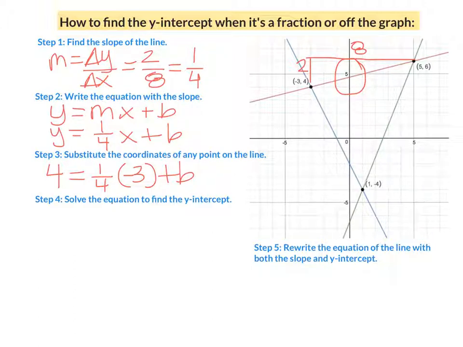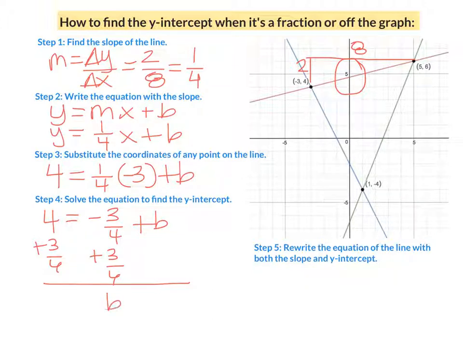Step 4, I'm going to solve the equation to find the y-intercept. The first thing I need to do is multiply 1/4 times -3, and my new equation will be 4 equals -3/4 plus b. To solve for b, I need to add 3/4 to both sides of the equation. And that gives me b is equal to 4 3/4.